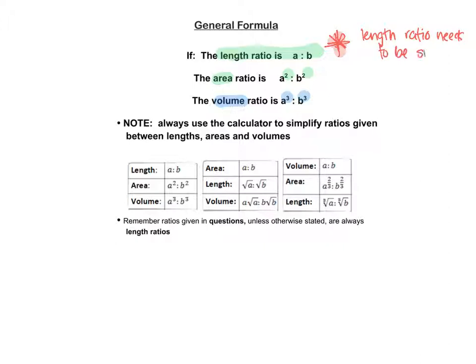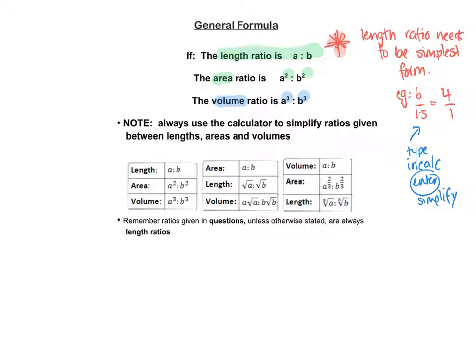So you need to make sure that, before when we had the example, we had 6 over 1.5 has to be 4 over 1, okay? So even if you write a little note, just type it in the calculator and press enter, and it'll simplify it for you. If you don't simplify it, it doesn't work.